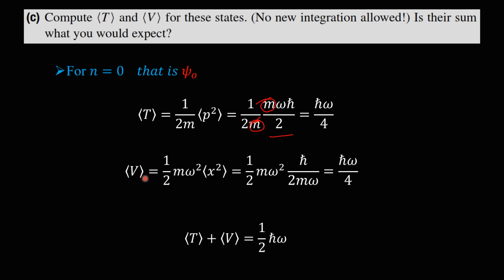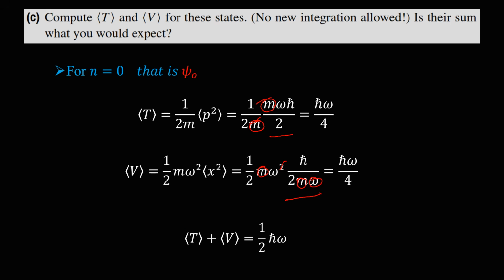Similarly, what is the potential energy? Potential energy is equal to half m omega squared multiplied by the expectation value of x squared. This expectation value of x squared is h cross divided by 2m omega. Here you can see this omega squared will get cancelled with this omega, and m will get cancelled with this m. So in the numerator you have h cross omega. In the denominator 2 into 2 is equal to 4. So if you add these two, you will get half h cross omega.